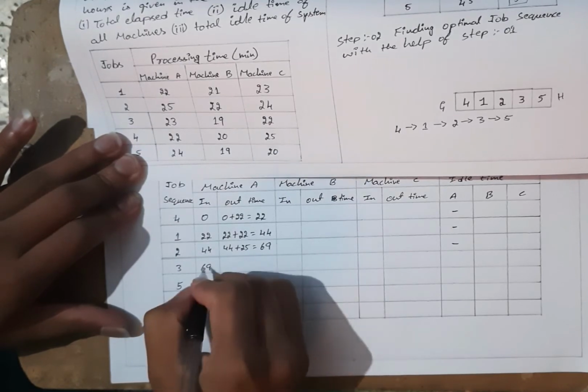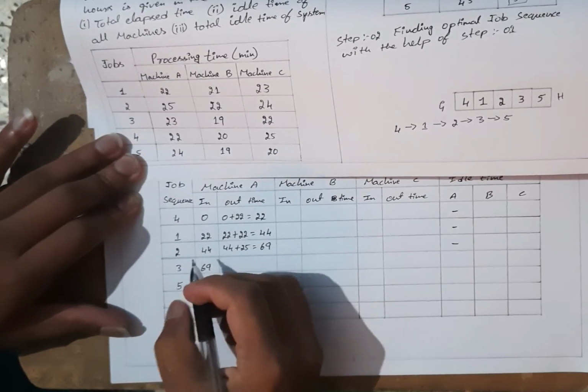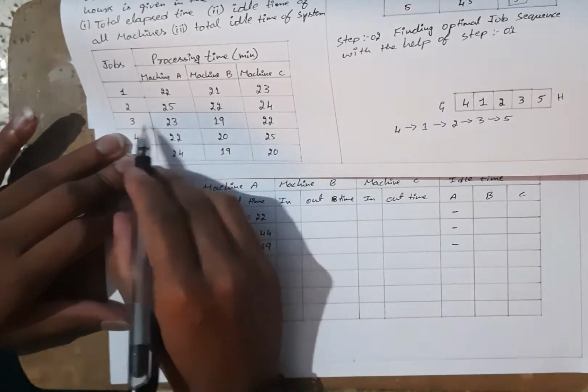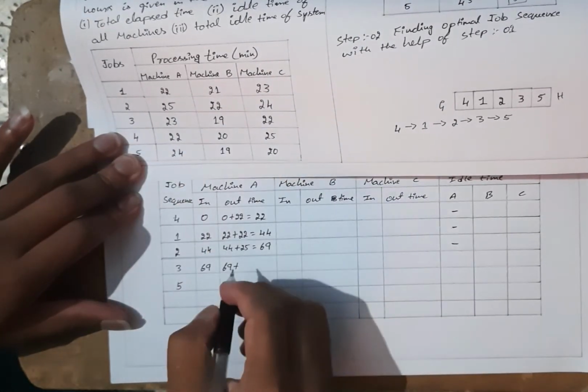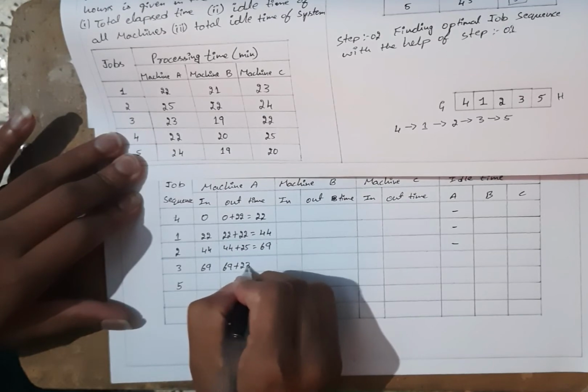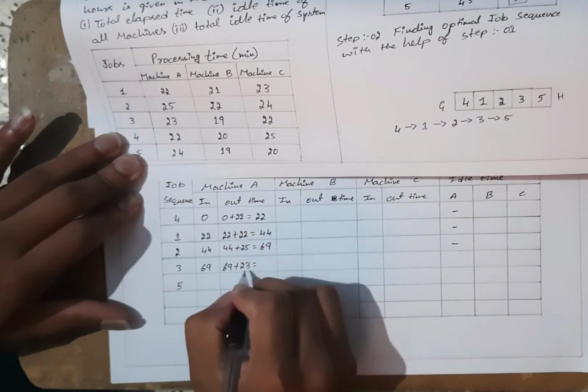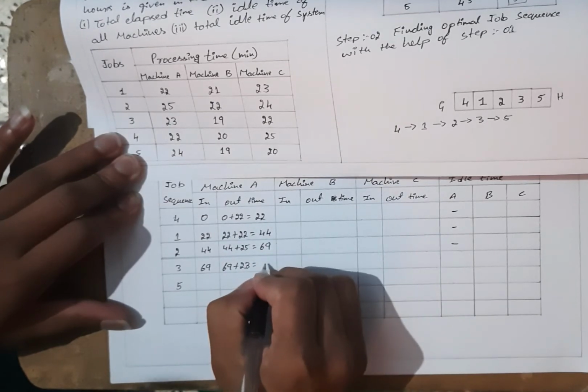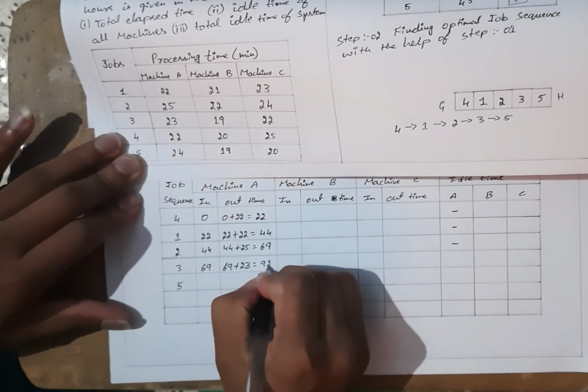69, continue. Job number 3: 69 plus job number 3, machine A, value 23. 23 is equal to 69 plus 23, that is 92.